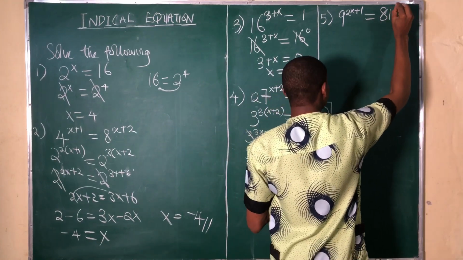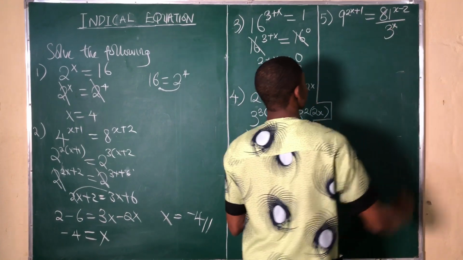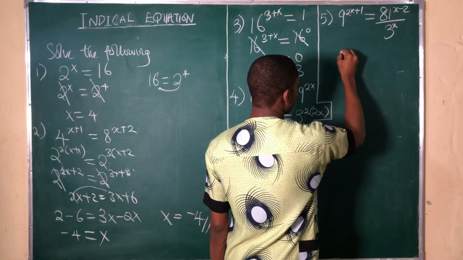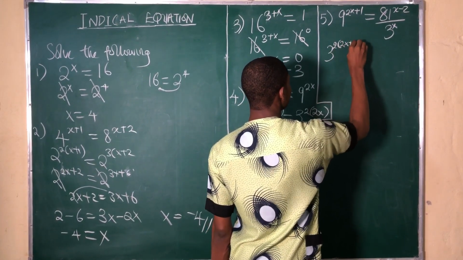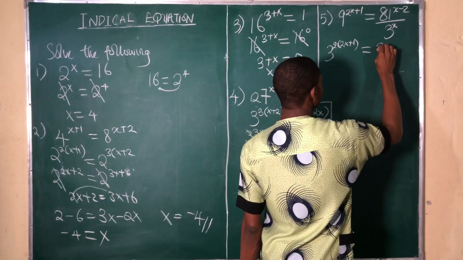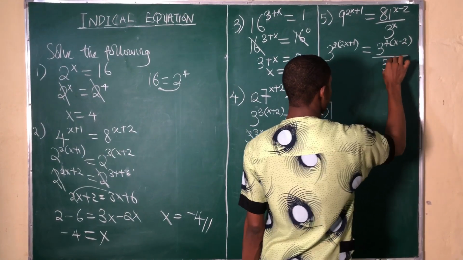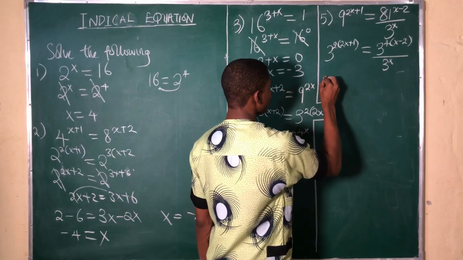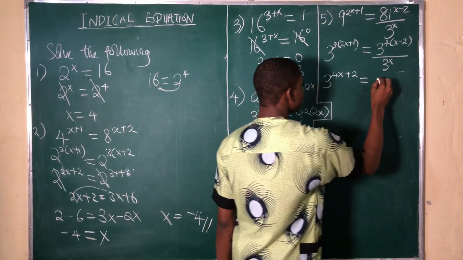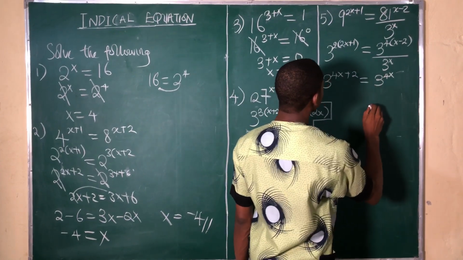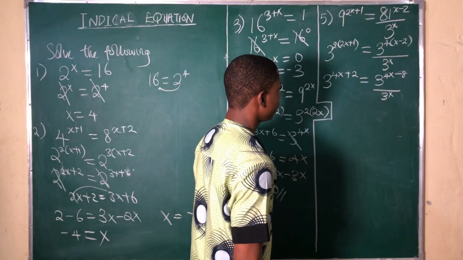81 raised to the power x negative 2 over 3 raised to the power x. Now we're going to write them in terms of 3. Of course, this becomes 3 raised to the power 2 bracket 2x plus 1 is equal to 3 raised to the power 4x negative 2, and we have 3x. Of course, opening everything, we have 3 raised to the power 4x plus 2 is equal to 3 raised to the power 4x negative 8 over 3x. What do you notice here?